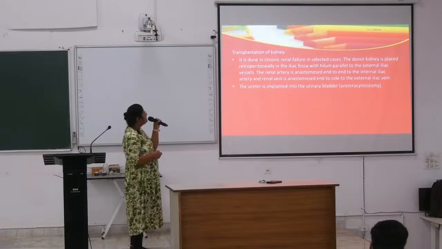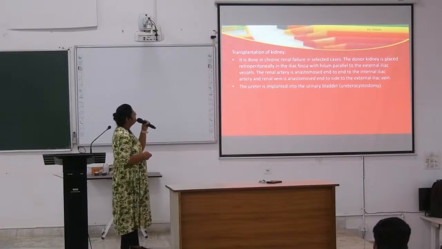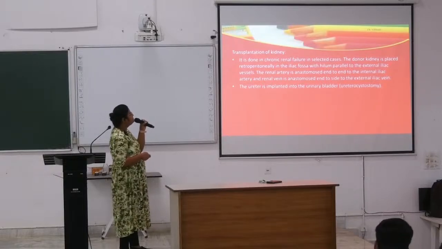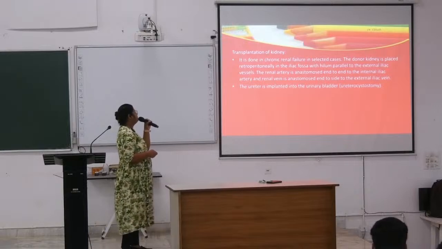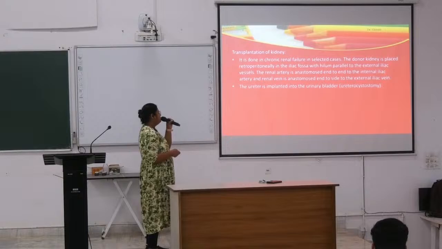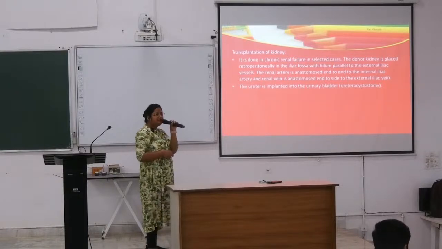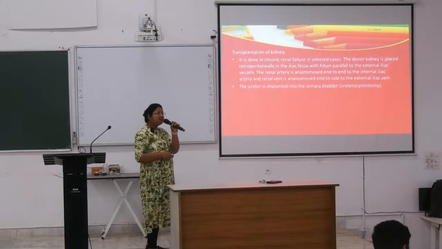It is placed in the iliac fossa with the hilum parallel to the external iliac vessel, and the renal artery is anastomosed end to end to the internal iliac artery, and the renal vein is anastomosed end to side to the external iliac vein, and the ureter is implanted into the urinary bladder. That is known as ureterocystostomy. The ureter is connected with the urinary bladder for passage of urine. So this is transplantation of kidney.